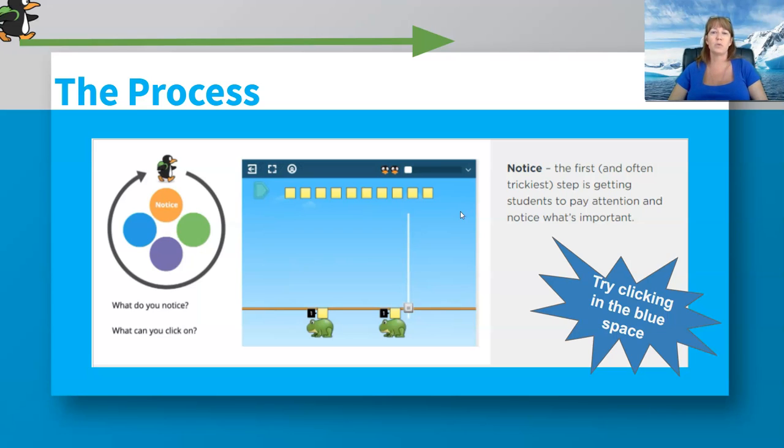First, have them notice what's on the screen. Have them talk that out with you. What do you notice? What can you click on? And if you click in this blue space, it'll give you a hint. So if they're really stuck, remind them, click in the blue to help understand what you can click on the screen or what they may want you to click with on the screen.